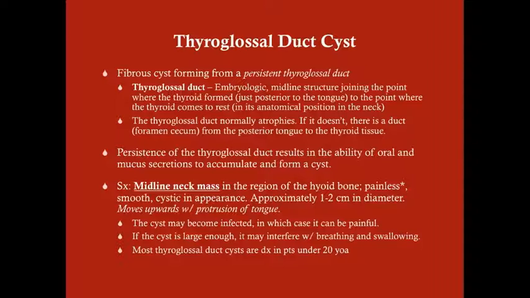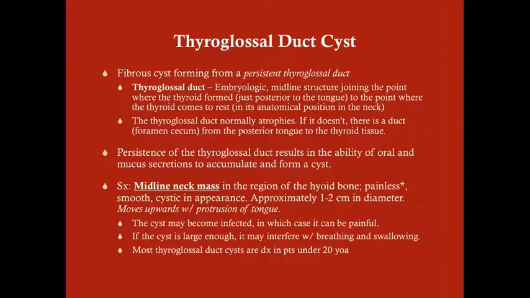And what's important to remember, in addition to the point that it's midline, is that it moves upward when the patient protrudes their tongue. So if you have the kids stick their tongue out at you, the cyst is going to invariably move upwards. And that makes sense because this duct is starting at the posterior tongue and is going down to the cyst and to the thyroid. So if you move your tongue, the cyst is going to move with it.